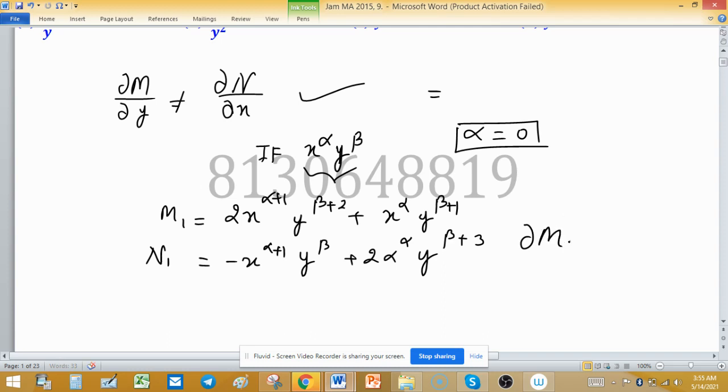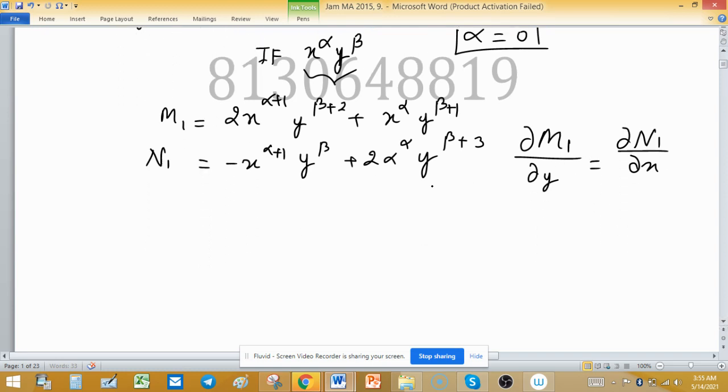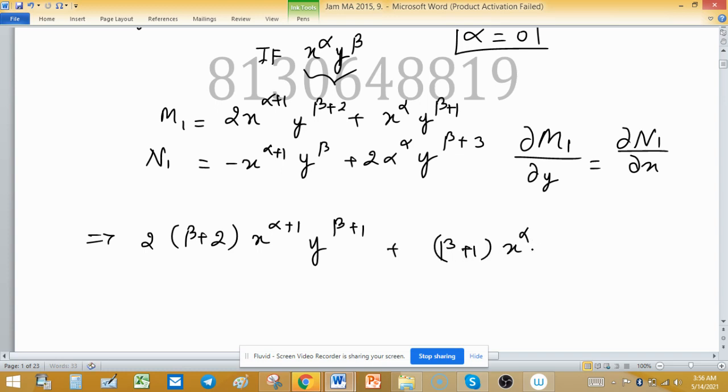Now, because this is the integrating factor and it makes the differential equation exact, we have to put this condition: partial M1 with respect to y is equal to partial N1 with respect to x. So now we have to find the partial derivatives of M1 and N1. It will give you 2(beta plus 2) x raised to the power alpha plus 1, y raised to the power beta plus 1, plus (beta plus 1) x raised to the power alpha, y raised to the power beta, is equal to minus (alpha plus 1) x raised to the power alpha, y raised to the power beta plus 2, plus 2 alpha x raised to the power alpha minus 1, y raised to the power beta plus 3.